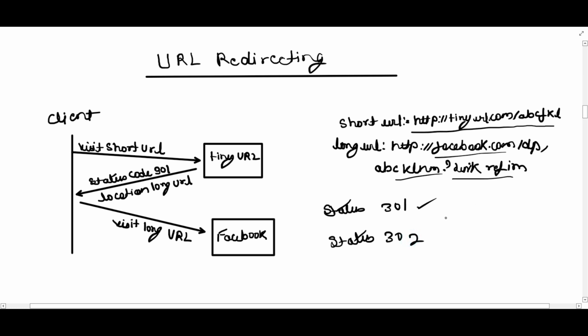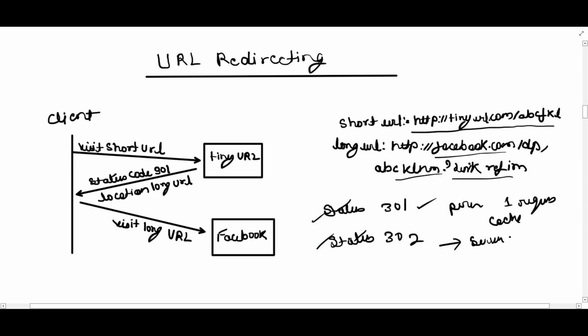So in this, 301 is permanent. So only one request will come to the URL shortener service, and later it will be cached in the browser. And in the other case, every time it will hit the URL shortener server. Right. So what are the benefits of each of these status codes?